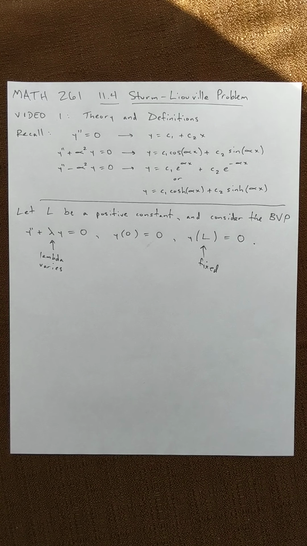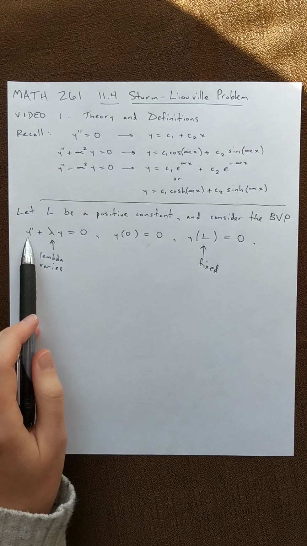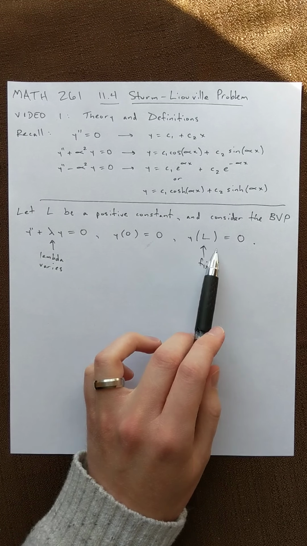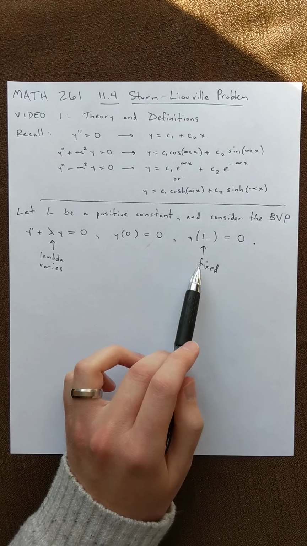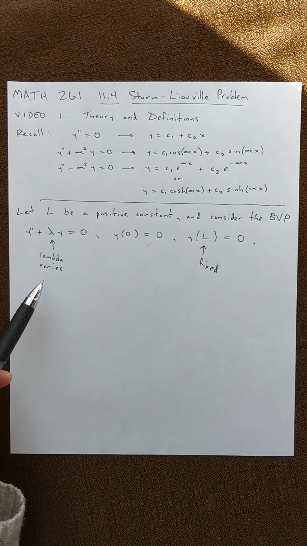So let L be a positive constant, and I'm going to look at the boundary value problem y double prime plus lambda y equals 0, y of 0 equals 0, y of L equals 0. So L is going to be a fixed number. It's going to be the same, but lambda is going to potentially be different.